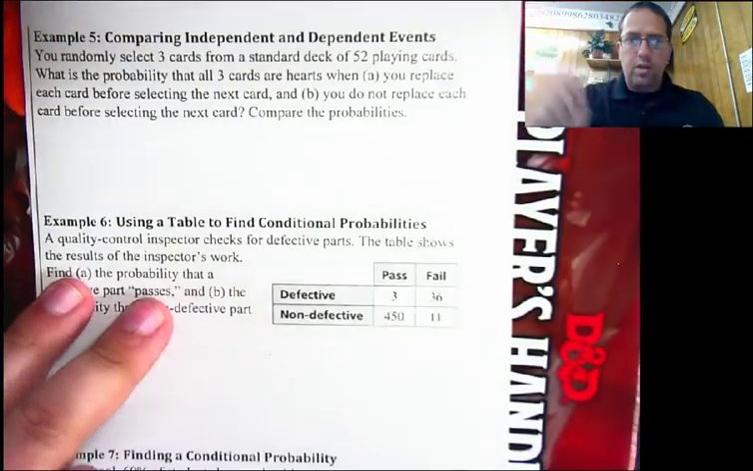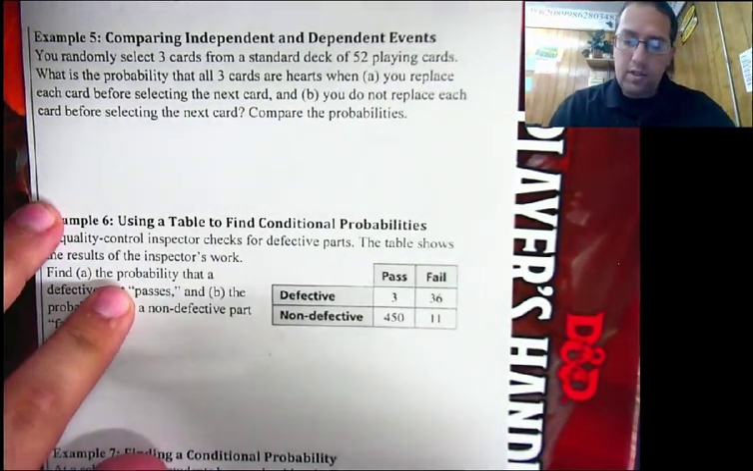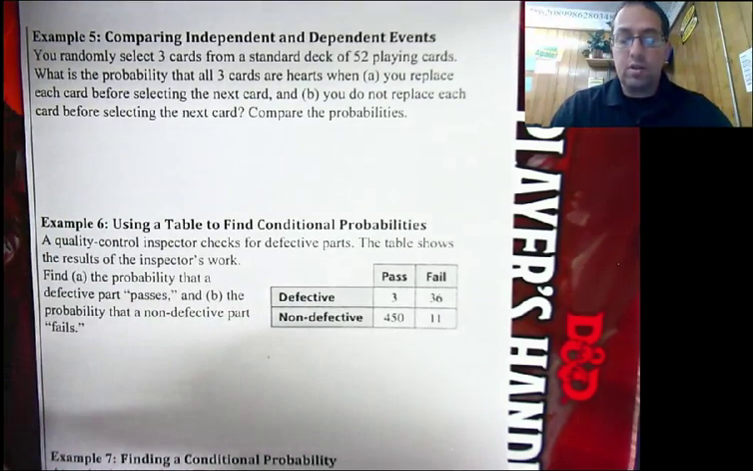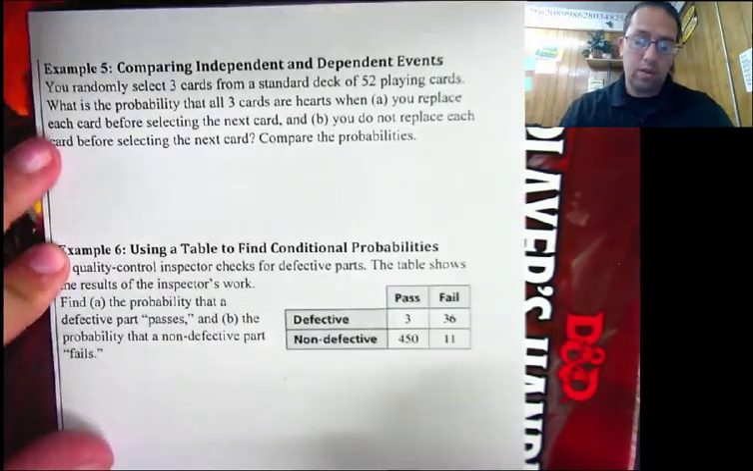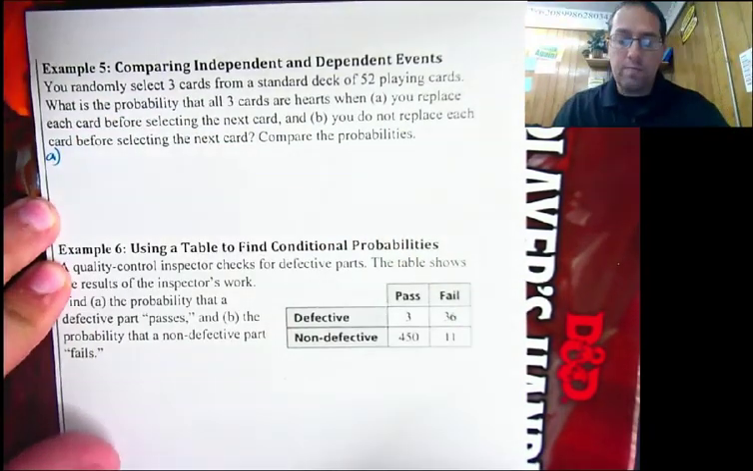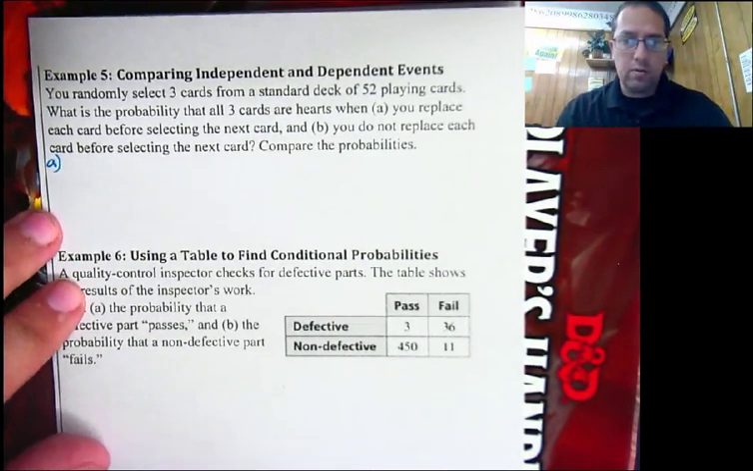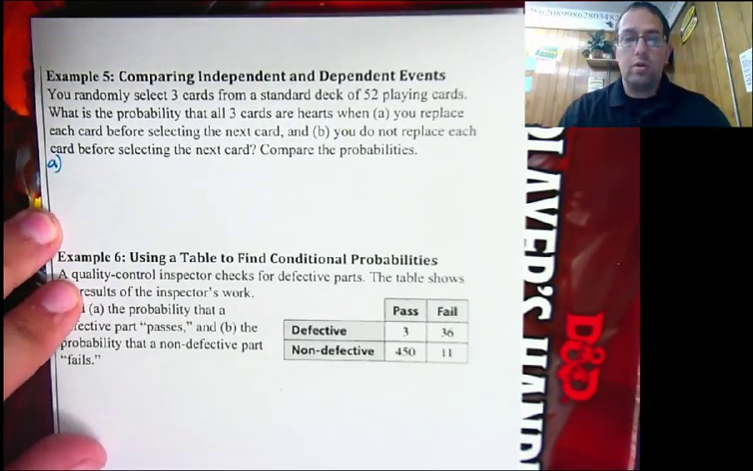Okay. Comparing independent and dependent events. So we are going to randomly select 3 cards from a standard deck of 52 playing cards. What is the probability that all 3 cards are hearts when A, you replace each card before selecting the next card, and B, you do not replace each card before selecting the next card? We're going to compare the probabilities. All right. So A, we are going to put the card back in the deck after we take it out. We want to get all 3 cards being hearts.